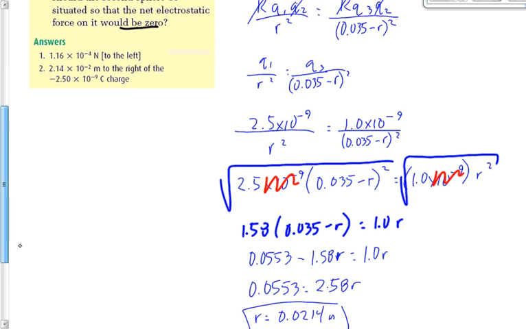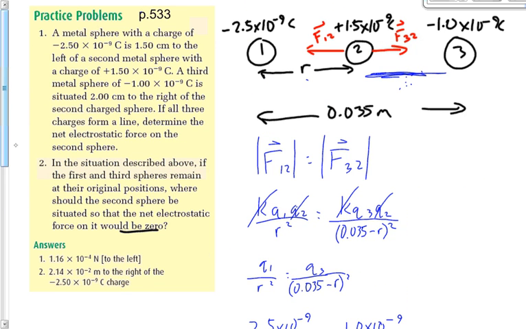Well, we got 21 centimeters here. We would have gotten 14 centimeters, and that would have been a correct answer. 21 centimeters to the right of charge 1 or 14 centimeters to the left of charge 3, both of those would have been correct answers. I don't know why I picked that one. When you look at the answer, that's the one they picked as well, but both of them would have been right. Good?